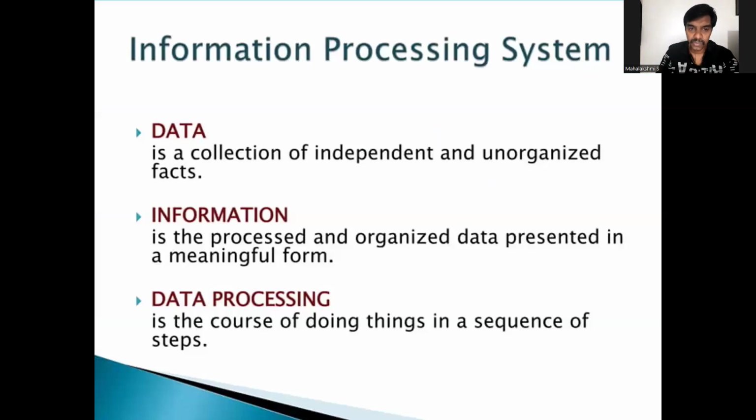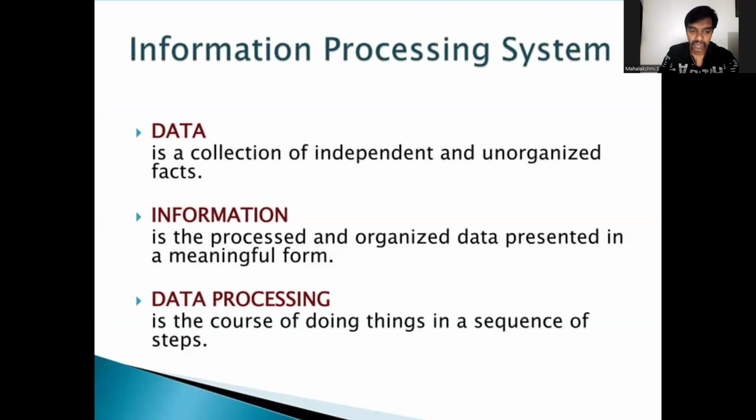So today we are going to see about the information processing system. First we are going to see about data, second information, and third data processing. So what is data? It is a collection of independent, unorganized facts. If you compare it with information, information is the result of a process which organizes the data into a meaningful form.